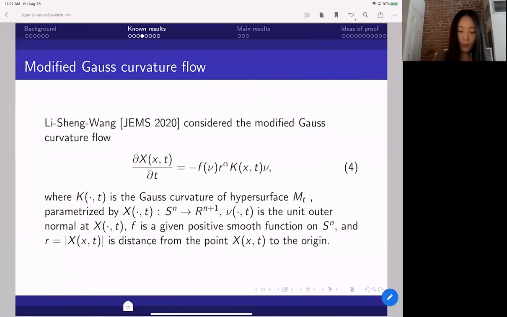Okay, so later Li and Sheng Wang started this problem using modified Gauss curvature flow. So what they did was to consider the modified Gauss curvature flow, which looks like this: x_t equals minus f of nu times r to the alpha times K times nu, where K is the Gauss curvature of the hypersurface M_t, x is the position vector, nu is the unit outer normal at the point x, f is a given positive smooth function on S^n, and r is the distance from the point x to the origin. In other words, r is the radial function.